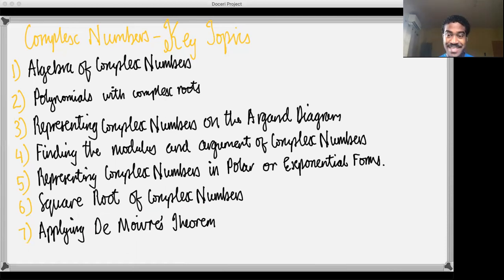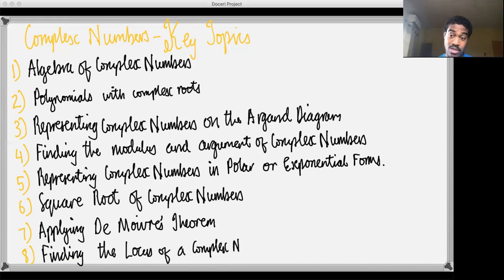And lastly, but by no means the least, guys, the locus of a complex number. It's not a popular one that comes up in exams. If you go back through all the past papers, you would see it doesn't come up regularly, but make sure you learn it, because when it does come, you want to make sure you're prepared for it. So that's the last point, finding the locus of a complex number.